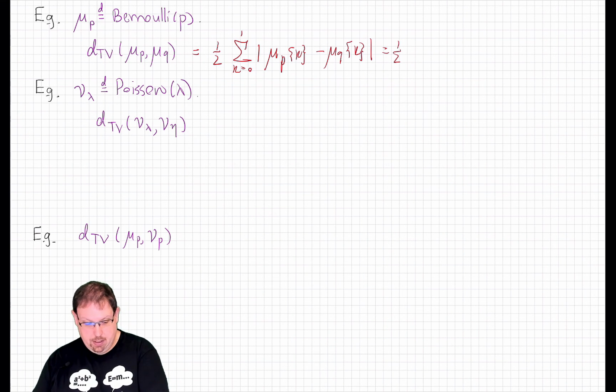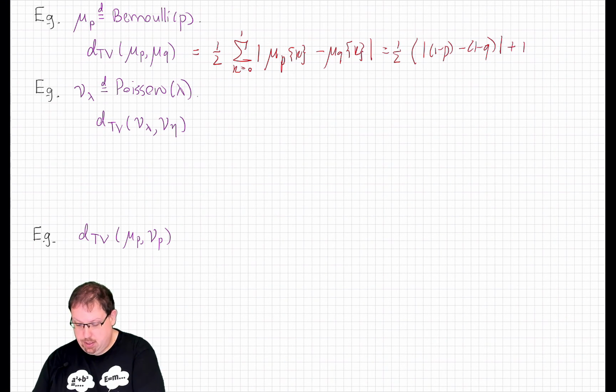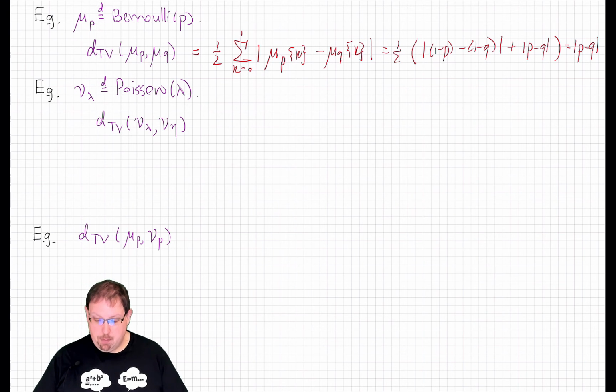Well, that gives us 1/2 of 1 minus p minus 1 minus q plus p minus q, and both of those are equal, and so we just get that the distance between a Bernoulli of mean p and a Bernoulli of mean q is p minus q in absolute value. That's pretty nice. How about Poisson distributions?